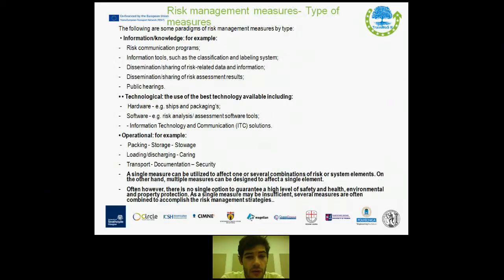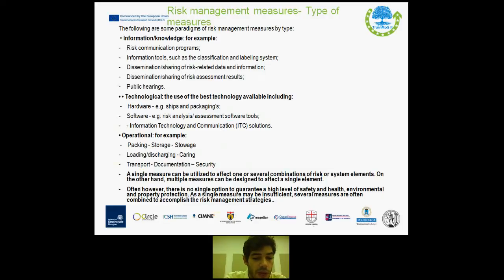Risk management measures according to the type of measures. The following are some paradigms of risk management measures by type. With regard to information and knowledge, for example, we have risk communication programs, information tools such as the classification and labeling system, the dissemination and sharing of risk-related data and information, dissemination and sharing of risk assessment results, while also public hearings.